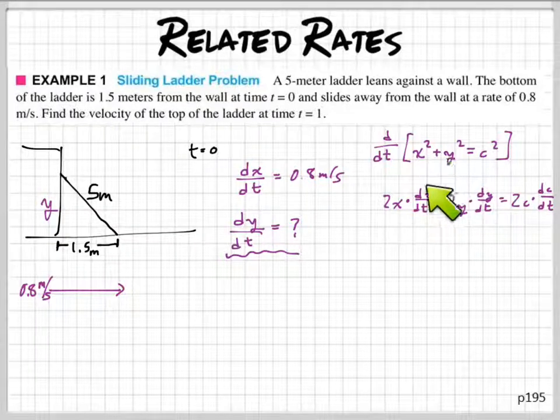So we have two equations here. Here's the original one. Then we derived it. Now we have rates inside of our equation. Now what you have to do is plug in everything you know.